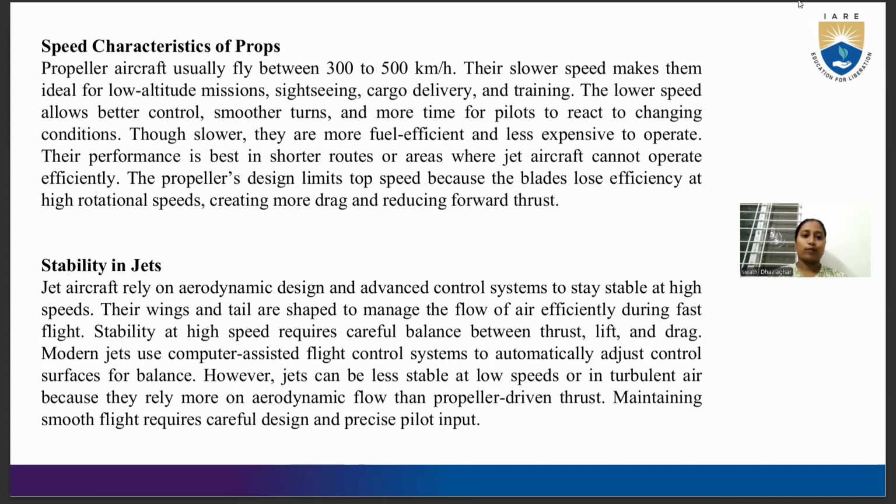Speed characteristics of props. Propeller aircraft usually fly between 200 to 500 km per hour. This slower speed makes them ideal for low altitude missions like cargo delivery and training. The lower speed allows better control, smoother turns, and more time for pilots to react to changing conditions. Though slower, they are more fuel efficient and less expensive to operate.